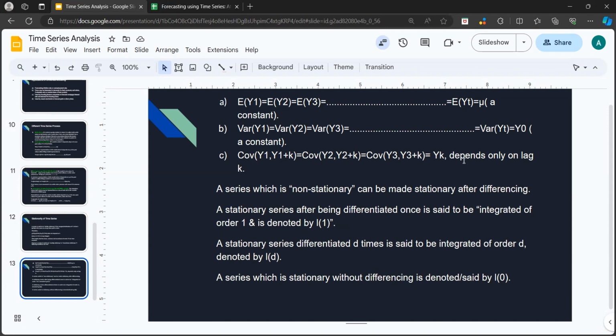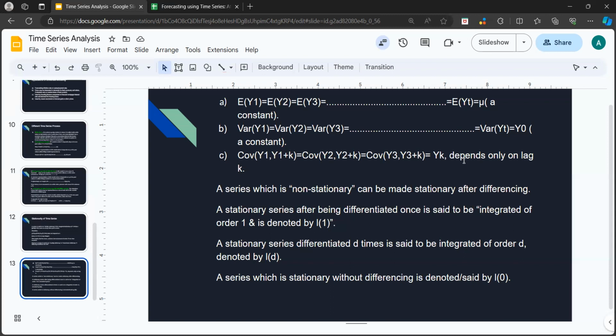It should not be that y1 has one constant mean, y2 has another mean, and y3 has another mean. The expectation value of y1, y2, y3 will all be mu. Similarly, the variance of y1, y2, y3 should be a constant. You can denote it as sigma square, but it's mainly a constant. Its mean is constant and its variance is constant.